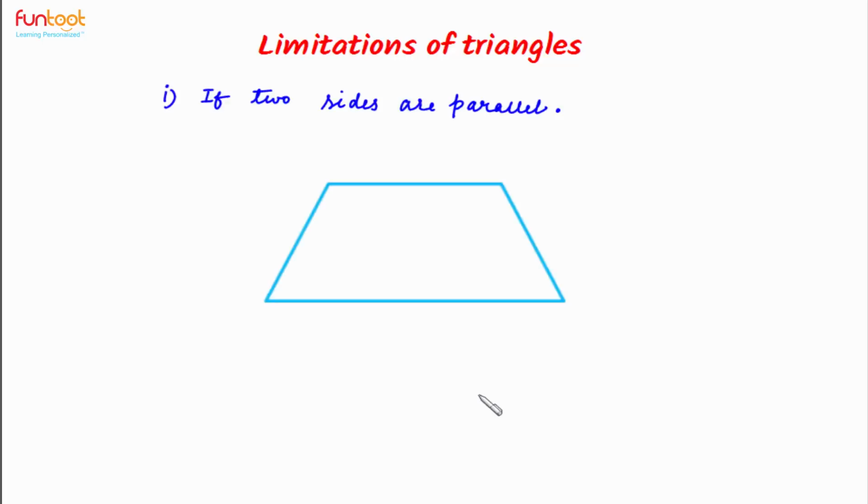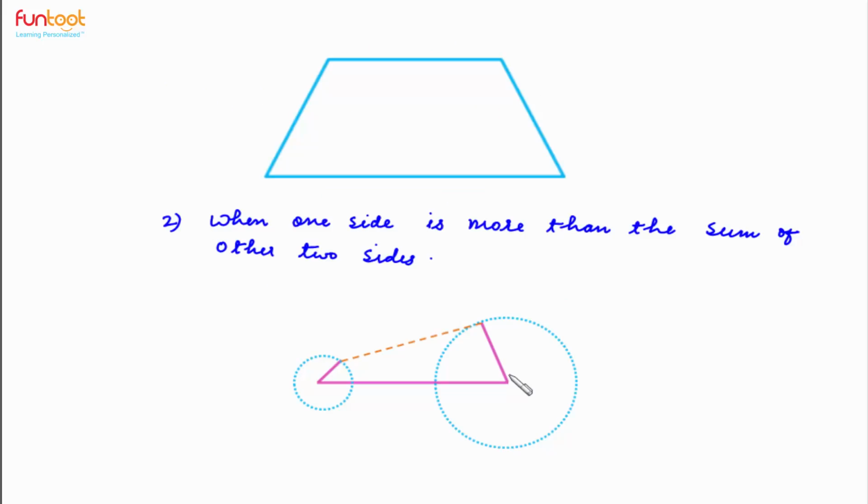Now let's see limitations of triangles. We cannot make use of triangles if in a given region two sides are parallel. Then we will have to use quadrilaterals only. Also, when one side is more than the sum of the other two sides, then also we cannot use triangles, because from the triangle inequality, a triangle cannot be formed in such a case. So then also we have to make use of quadrilaterals.